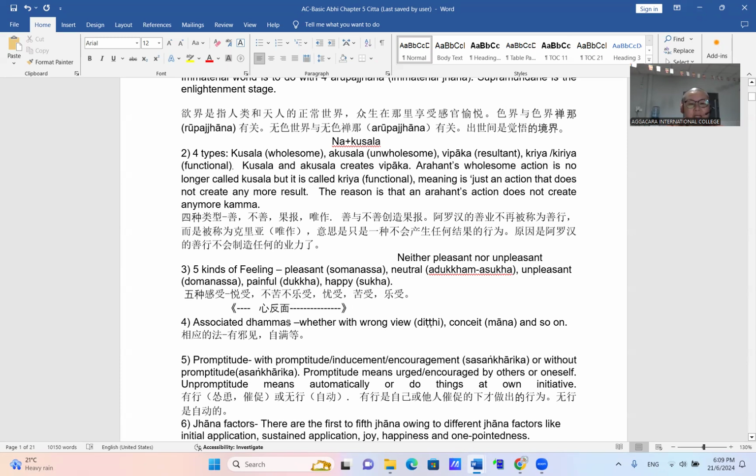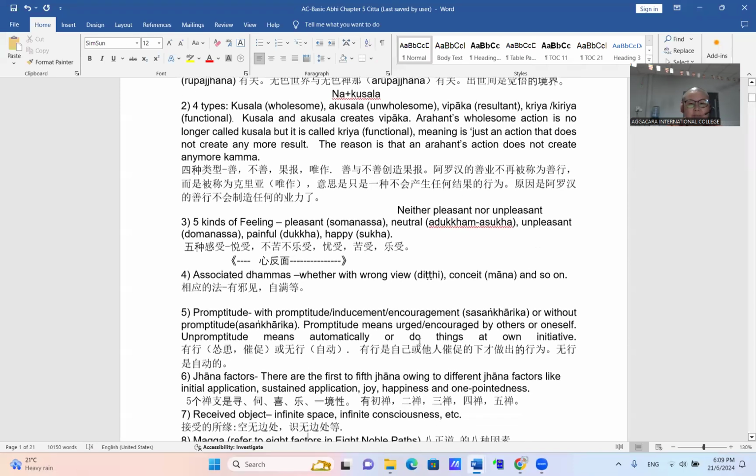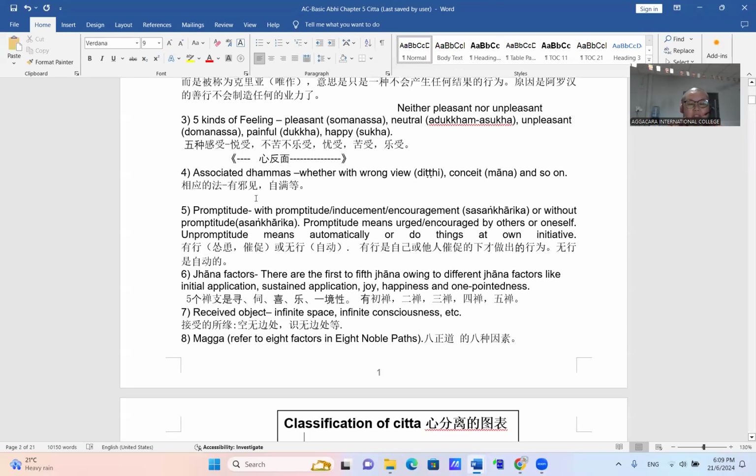Then number four: some of the chitta, the consciousness, are classified also by the associated dhammas; sometimes it has wrong view, sometimes it has conceit, ditthi and mana, and so on. Chitta also changes because it can have prompting, meaning inducement, encouragement. In Pali we call it sasankharika, meaning somebody urges you or encourages you, or you urge yourself. Sometimes when you're lazy, you need to urge yourself to do good deeds, or people urge you to do good deeds.